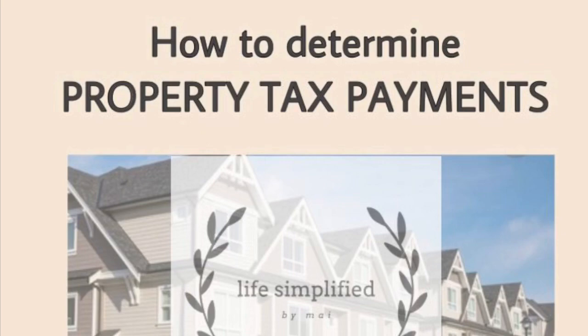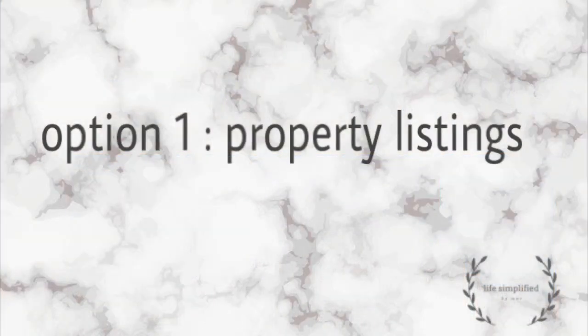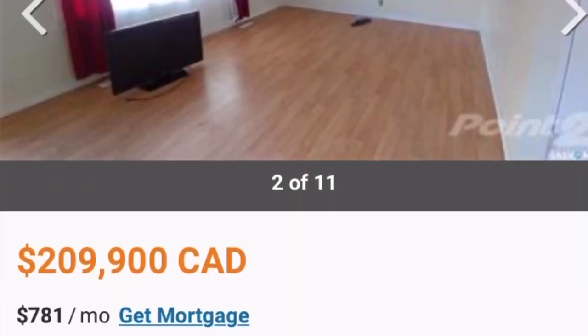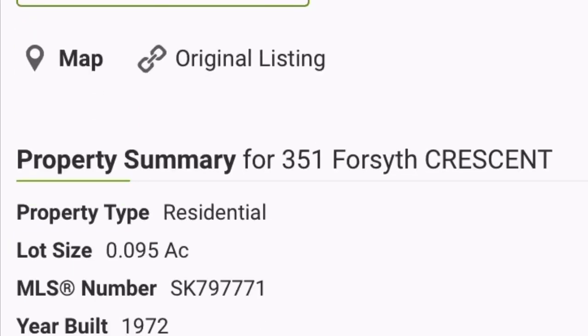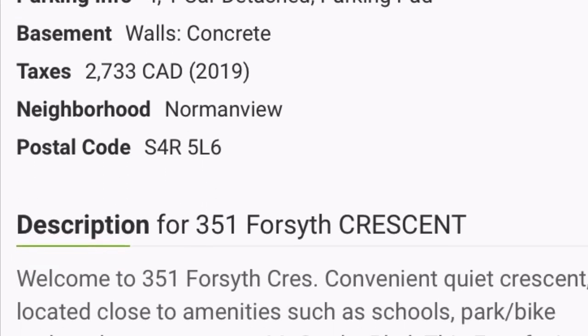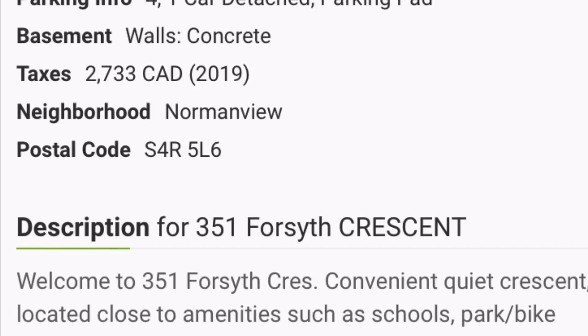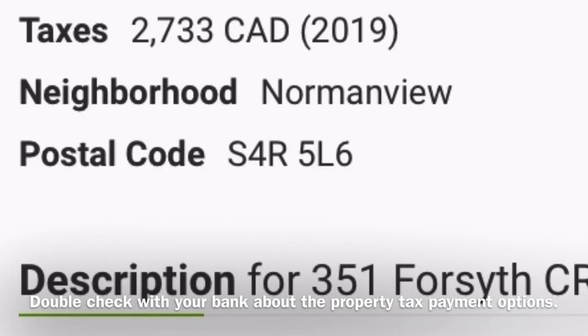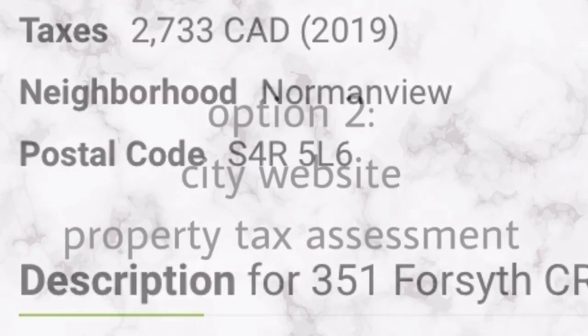So moving on, doon naman tayo sa calculation kung paano natin malalaman yung property tax payment natin. So ang first option natin is yung property listings. Okay, so most property listings, they have the information of the property tax payment. Kumuha lang ako ng isang random na house for sale. So itong bahay na to, 209,900 siya. And ang property tax niya is 2,733 per year. Per year ang calculation niyan. So what you want to do is divide that by 12. That will be your monthly property tax payment na expected.